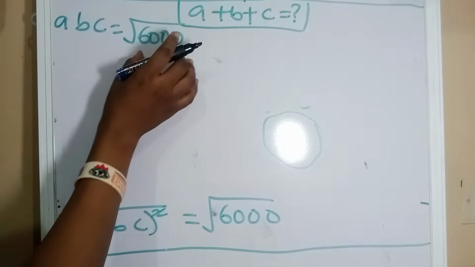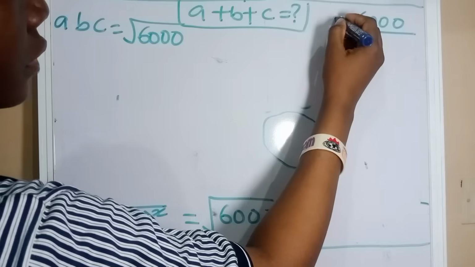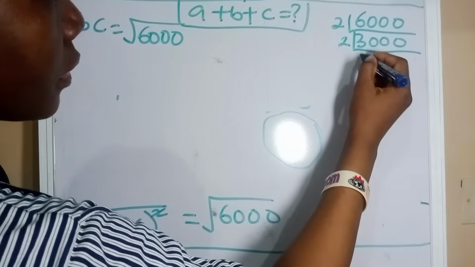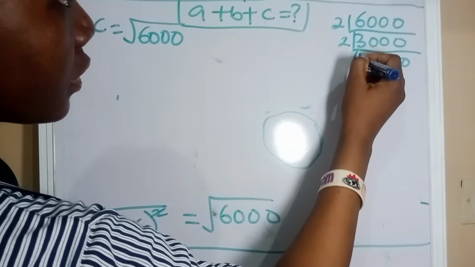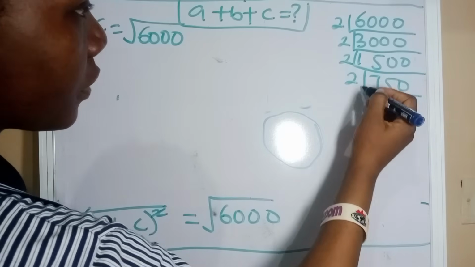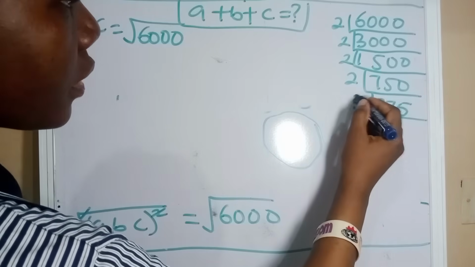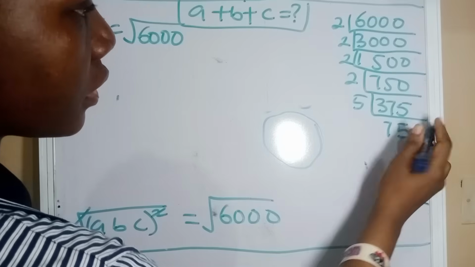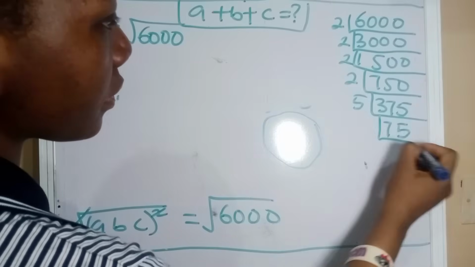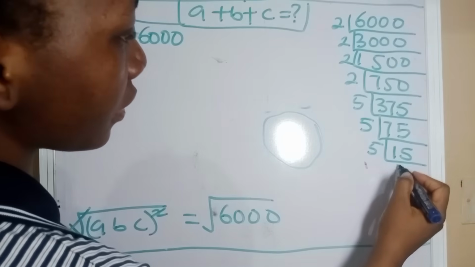Now the next thing we do is to break down this, and we can do that here. 6,000 divided by 2, we have 3,000. 3,000 divided by 2, we have 1,500. 1,500 divided by 2, we have 750. 750 divided by 2, we have 375. 5 divided into this, we have 75. 5 into this is 15. 5 into 15 is 3.